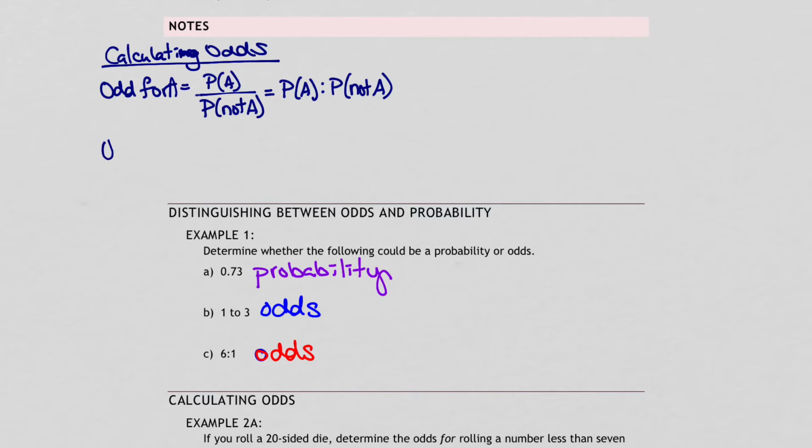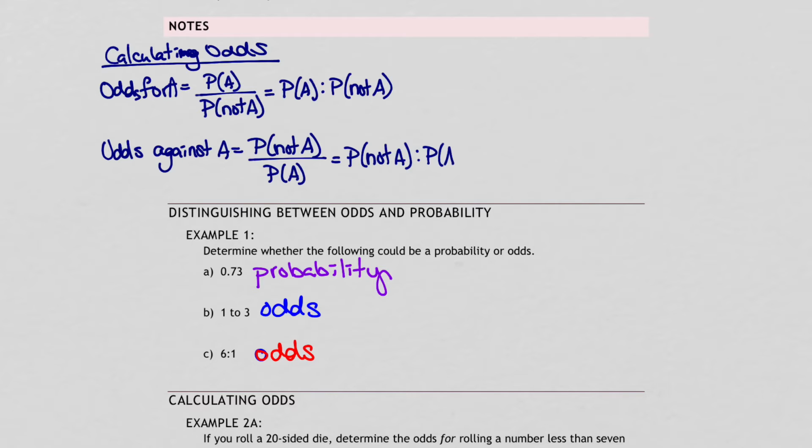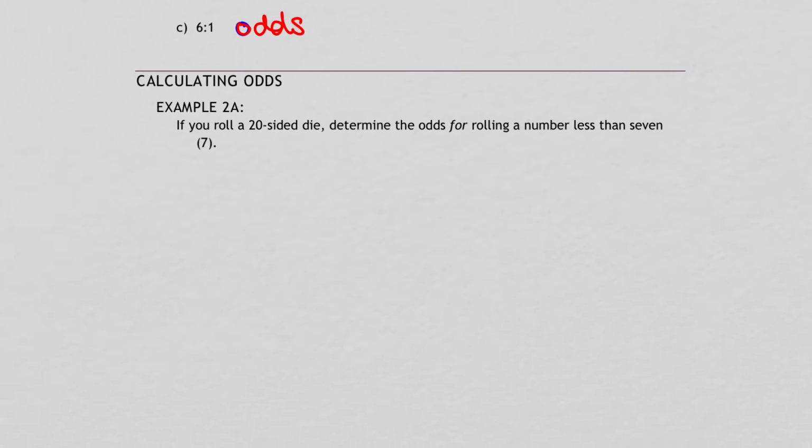Then the odds against A would be the probability of not A first to the probability of A. And recall that the probability of not A is 1 minus the probability of A. So let's go down here and see what we got.